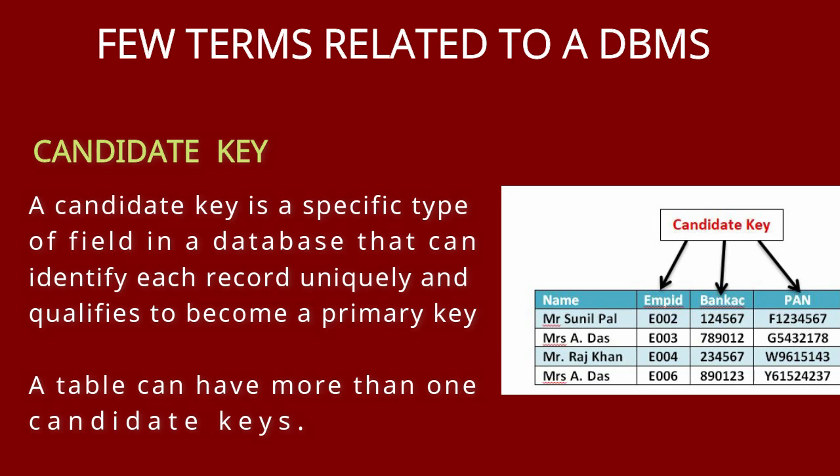Look at this table here. Here I have employee ID. Employee ID can be a primary key because all are uniquely defined. I also have bank account numbers which are also uniquely defined. That also can be a primary key. Or I also have PAN number. These are also uniquely defined for each and every individual. Out of these three columns, I will choose one primary key. But all these three columns can be considered as a candidate key column that qualifies to become a primary key column.